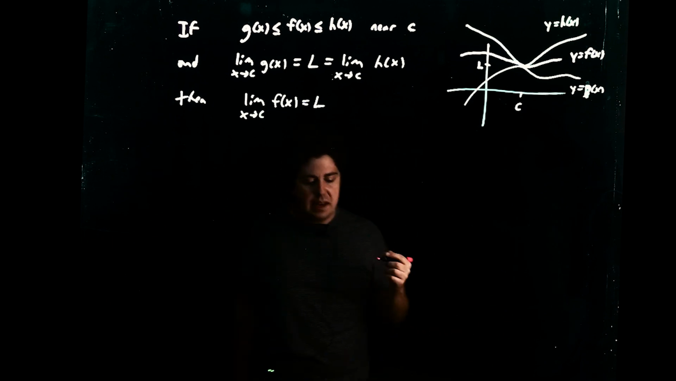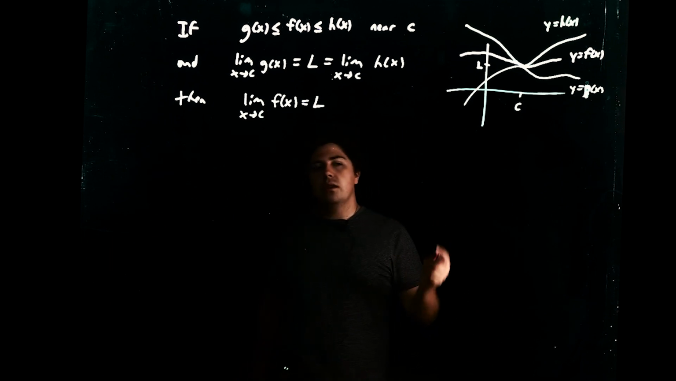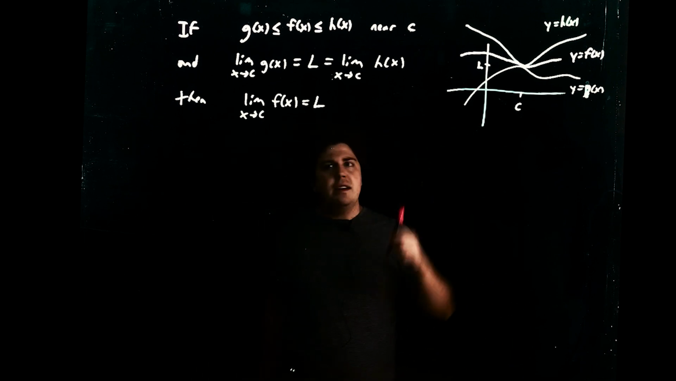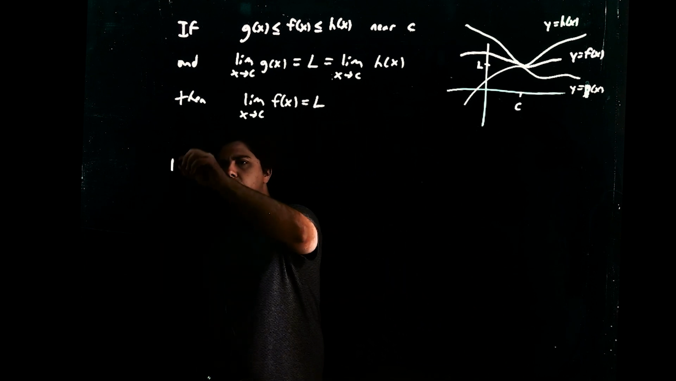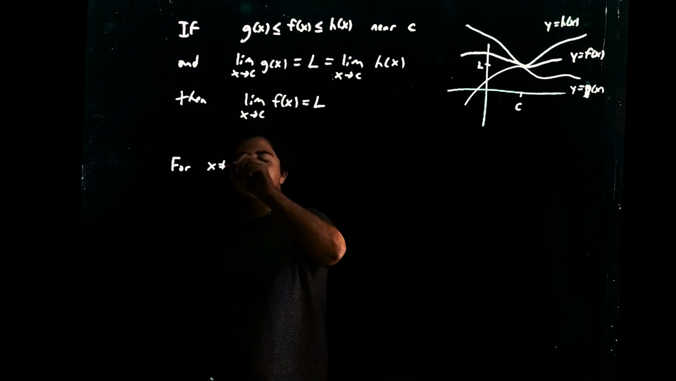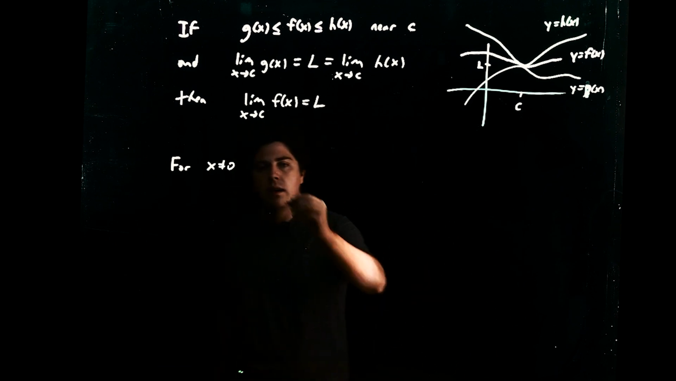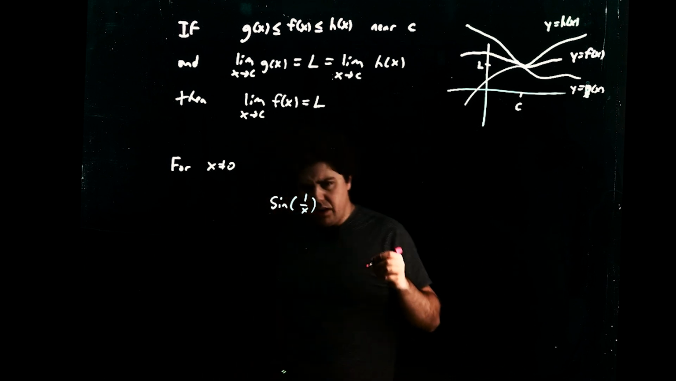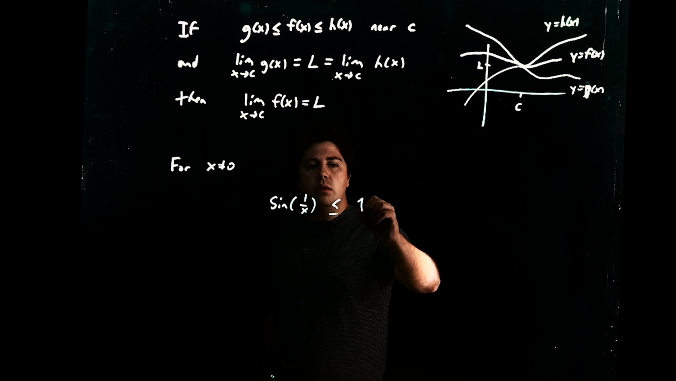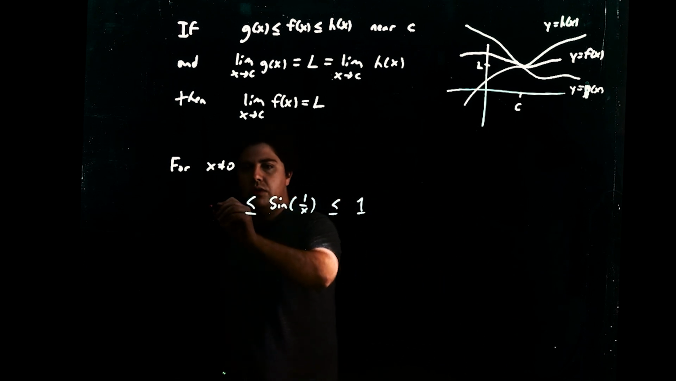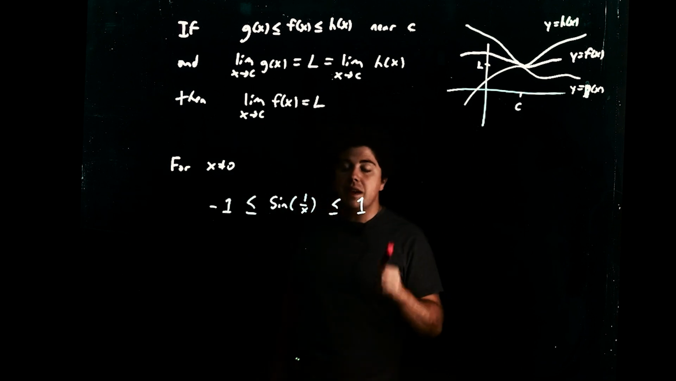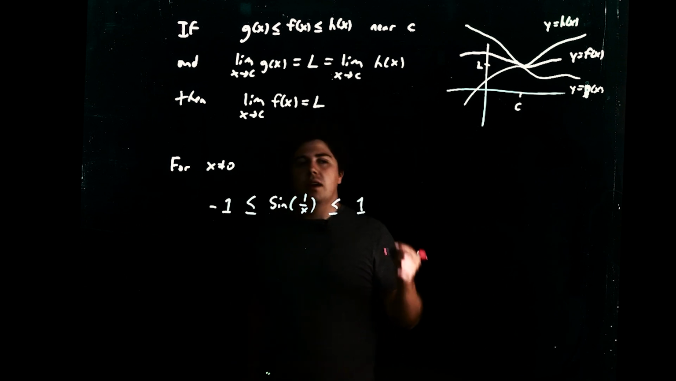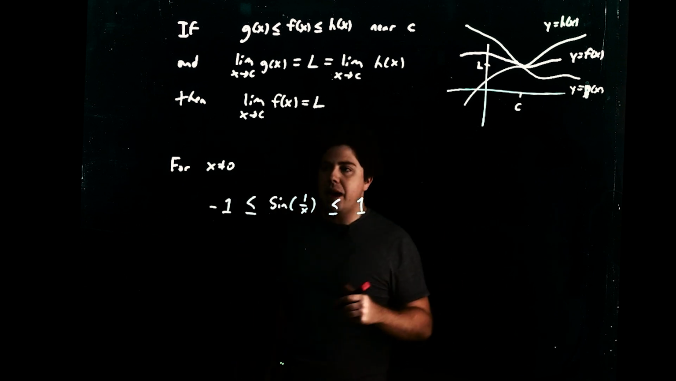So let's go through the example and use this to show why the function we saw previously, x times sine of 1 over x, indeed works like this. So how does this work? Well, note, for x not equal to 0, where the function's undefined, we know that sine of 1 over x is always less than or equal to 1, and always greater than or equal to minus 1. That's just because every value that sine spits out is between 1 and minus 1. Sine is a periodic function, it just doesn't go out of those bounds.